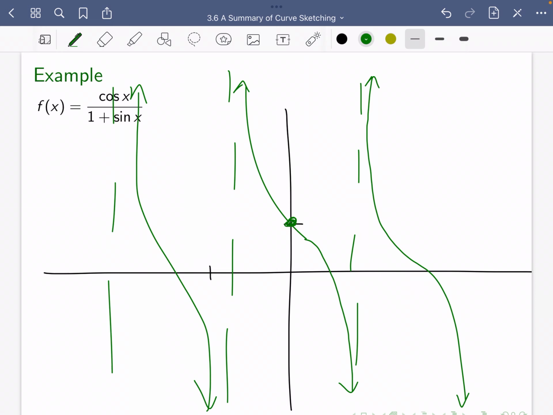All right, that is all we got. We will see you next time when we look at taking these ideas and applying them to word problems. We will see you there.